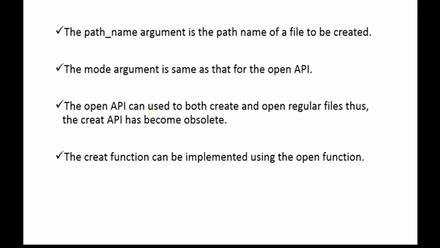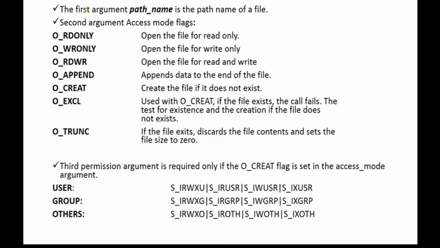Okay, the open API can be used to both create and open regular files. So the create API has become obsolete here. The create function can be implemented using the open function. Here the first argument is the pathname, which specifies the name of the file, and already we know that the path can be specified in two forms: the absolute and the relative mode. Then the second one is the access mode. For that you are going to use the flags.